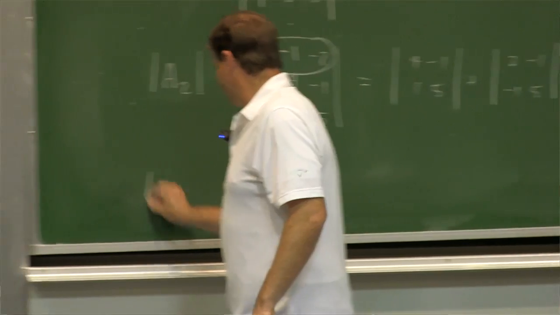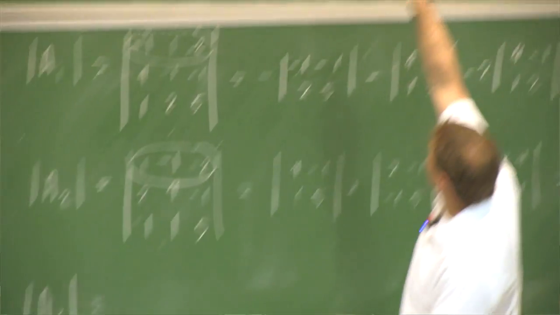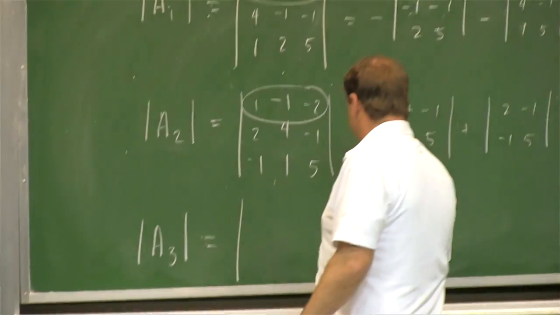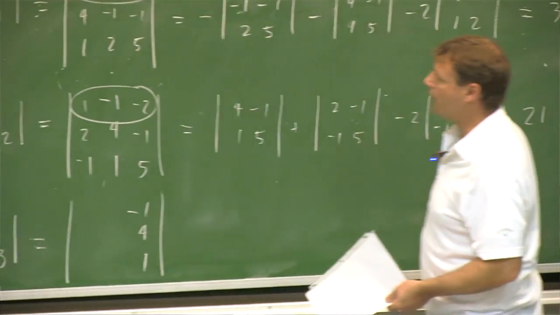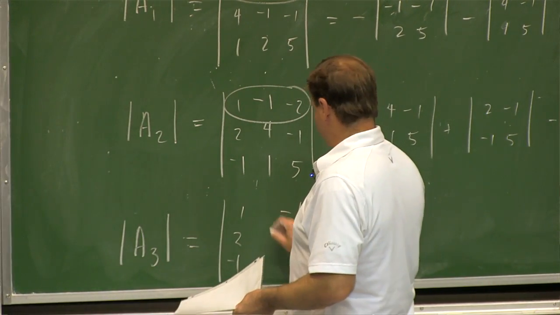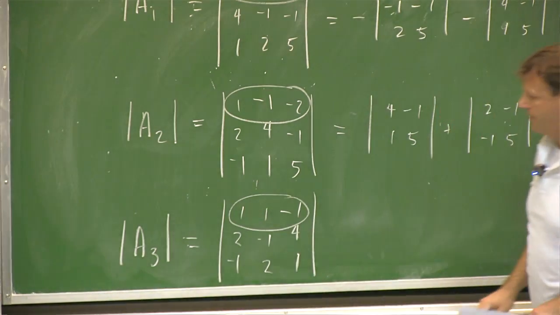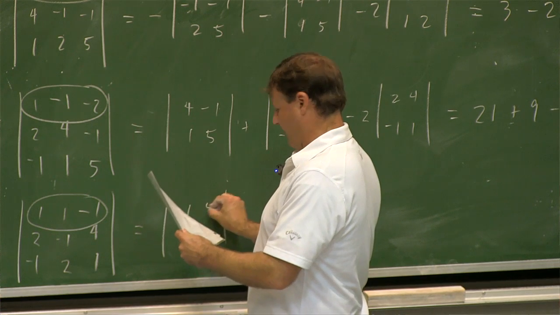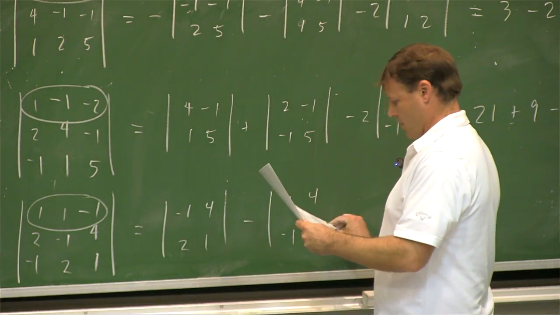And then A3. Now I'm taking that B there, negative 4, 1, negative 1, 4, 1, and putting it in the third column. The rest stays the same. And I'll go along the first row again when I do this. So I get negative 1, 4, 2, 1, minus 2, 4, negative 1, 1.